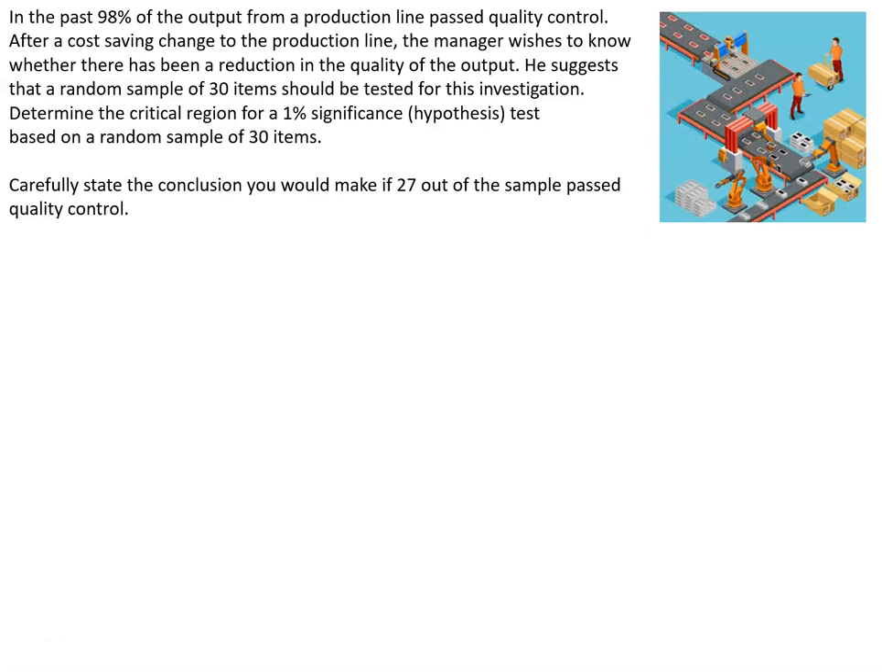He suggests that a random sample of 30 items should be tested for this investigation, and we've got to determine the critical region for a 1% significance hypothesis test based on a random sample of 30 items. And once we've set the significance test up, we've got to carefully state the conclusion that will be made if 27 out of the sample passed quality control.